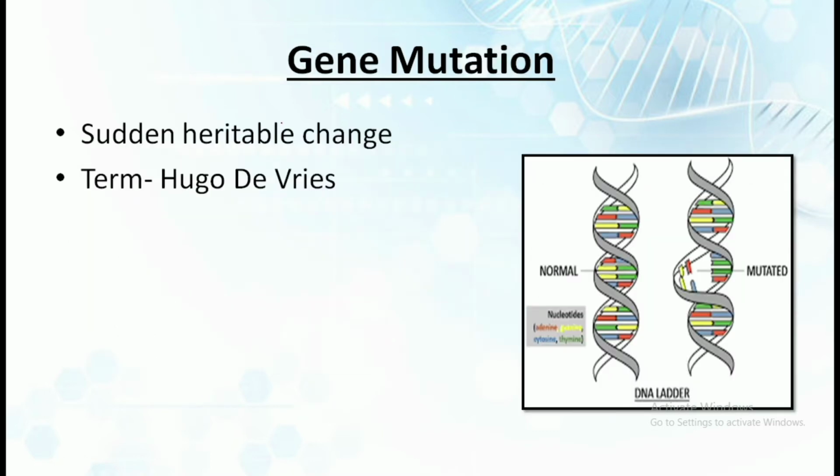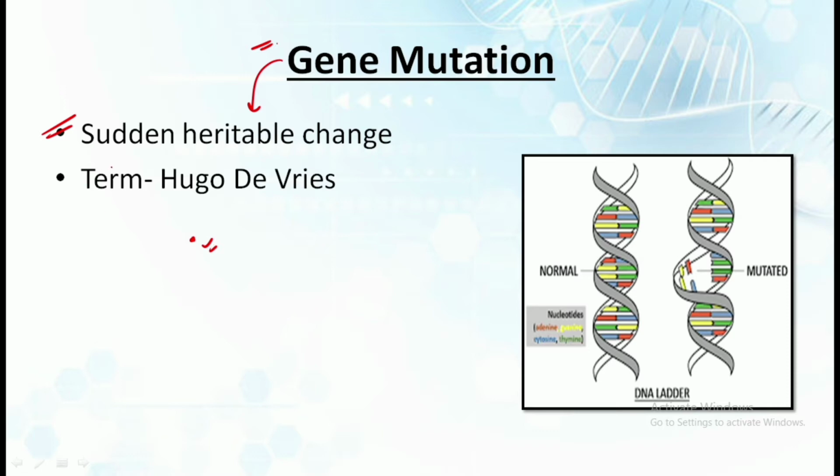Let's talk about gene mutations in detail. Gene mutations are sudden heritable changes, that is, they are not predictable and they occur at a very sudden rate. You cannot predict that at this particular point the mutation is about to happen. They can happen at any particular time.